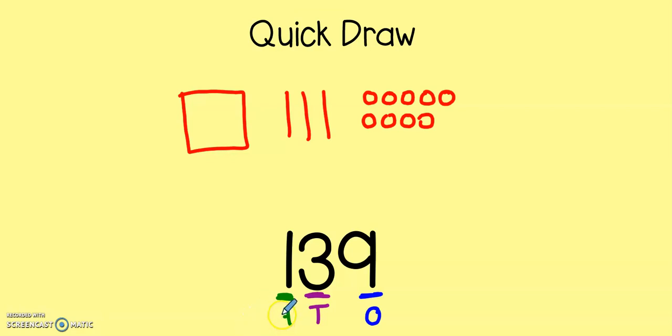Then I went to my tens. I have 3 tens and 9 ones. Since I have 9 ones, I had to use my organizing skills to draw them in groups of 5. Make sure that you practice making these quick draws with your numbers at home.